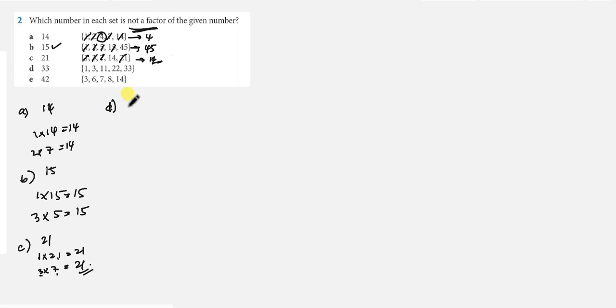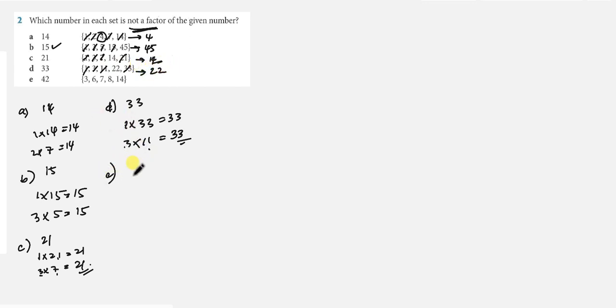Part D, 33. 1 times 33 is equal to 33. 3 times 11 is equal to 33. So we have 1, 3, 11, and 33. So here the answer is 22.